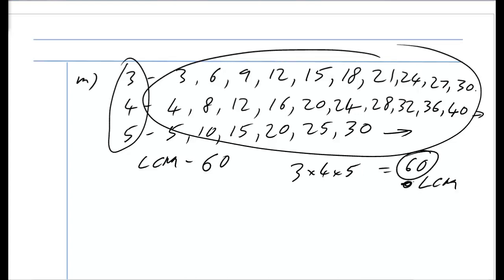So sometimes a shortcut way, if you've done this process here and you just can't seem to find ones that are the same because it looks too hard, just simply multiply the numbers together and that'll give you the lowest common multiple. Okay, I want you to have a go at number 3 now. Go for it.